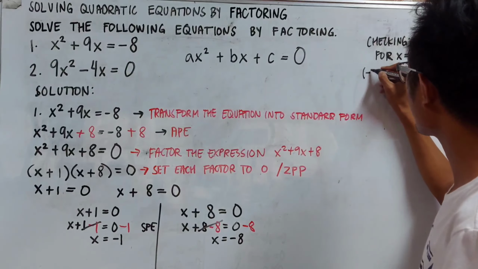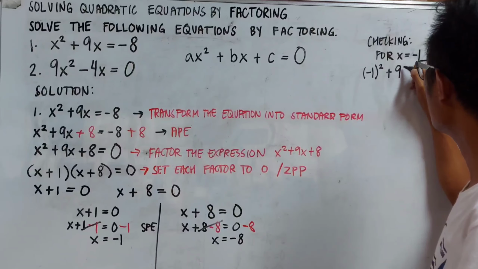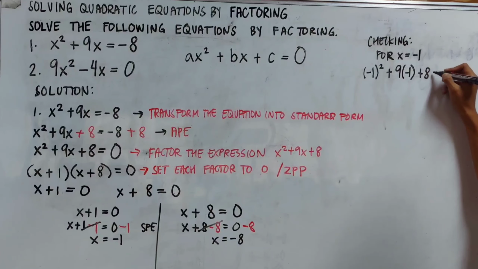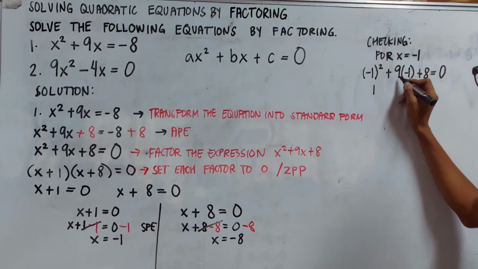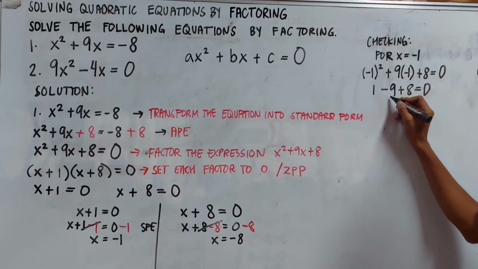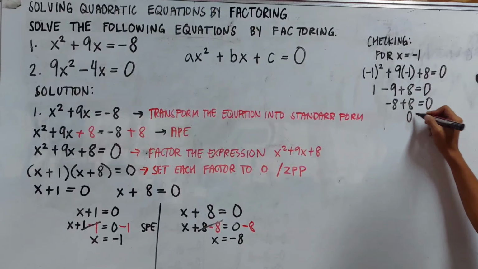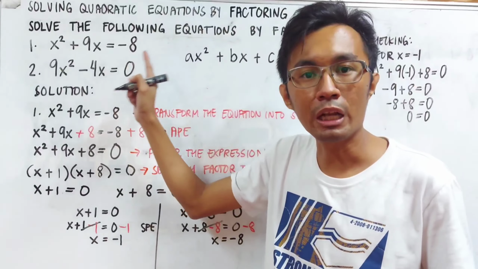We have negative 1 squared plus 9 times negative 1 plus 8 equals 0. Then, negative 1 squared, this is 1. Then, 9 times negative 1, we have negative 9 plus 8 equals 0. 1 minus 9, we have negative 8 plus 8. Then, negative 8 plus 8, 0 equals 0. Ibig sabihin, yung value ni x, which is negative 1, satisfy to the given quadratic equation.